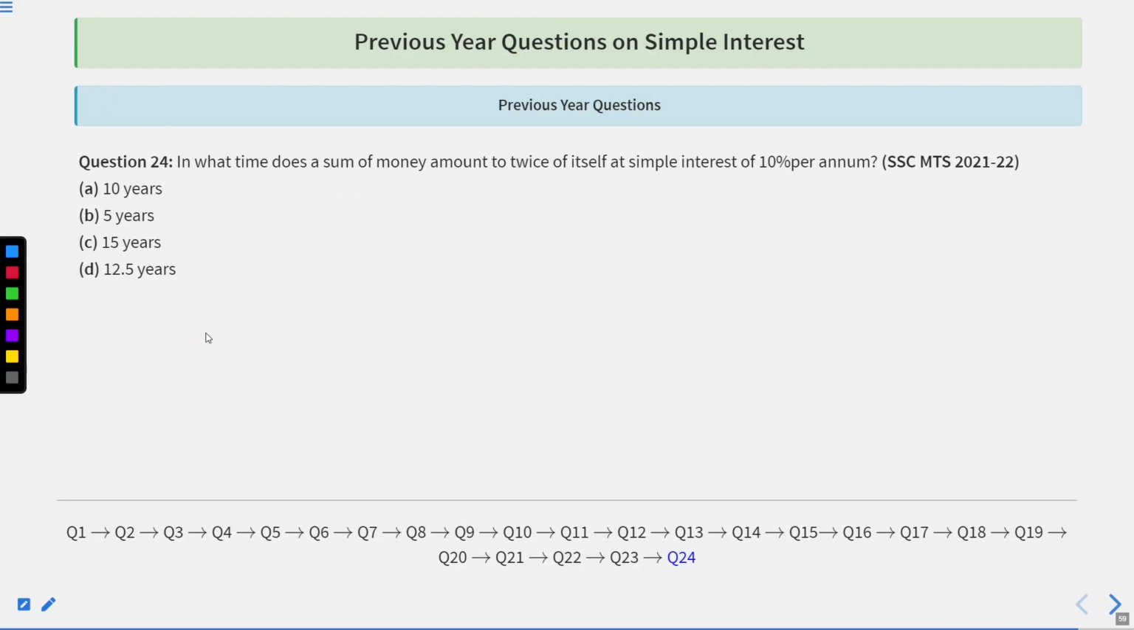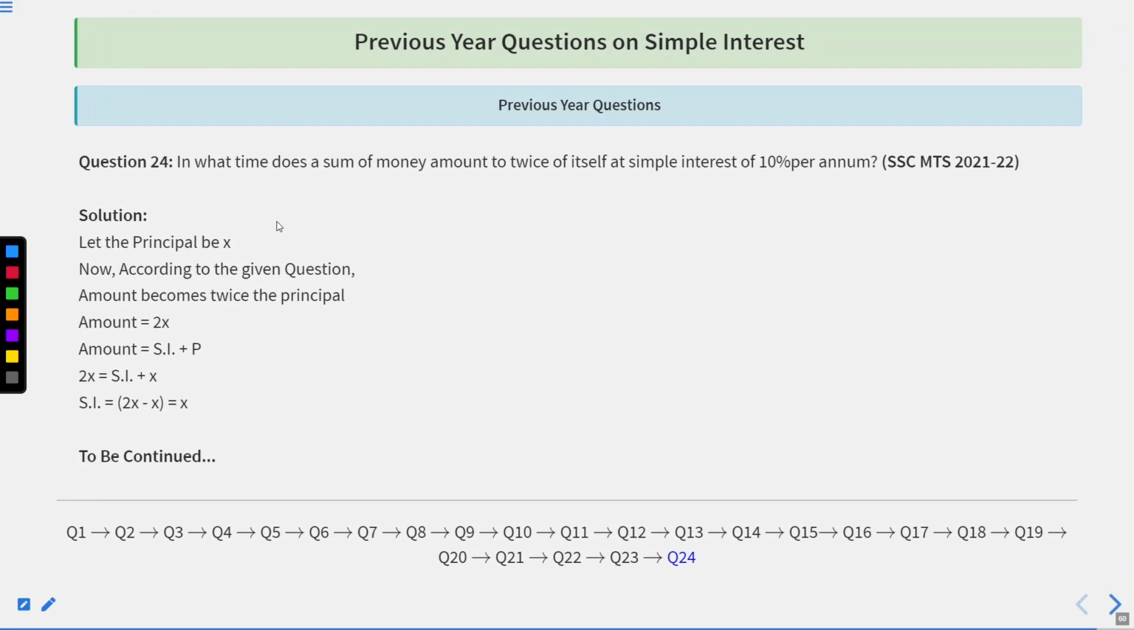Let us now have a look over question number 24. In what time does a sum of money amount to twice itself at simple interest of 10% per annum? So let the principal be x. According to the given question, the amount becomes twice the principal, that means the amount is 2x. We know amount is equal to simple interest plus principal, so 2x is equal to simple interest plus x. So simple interest is equal to 2x minus x, equal to x.